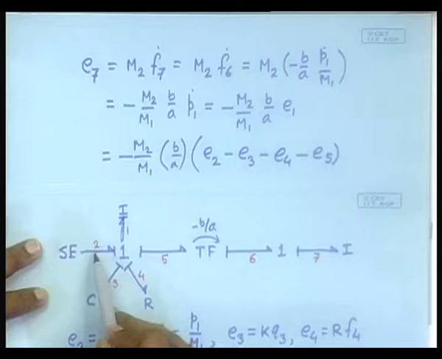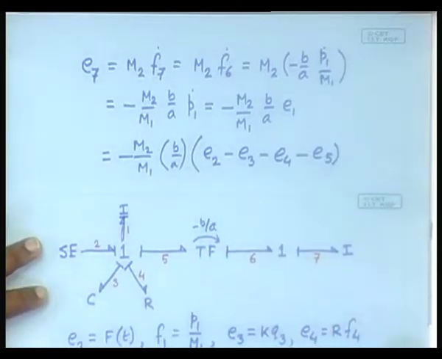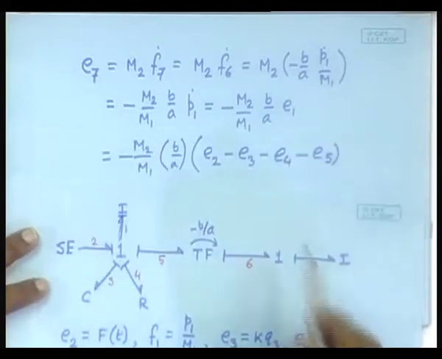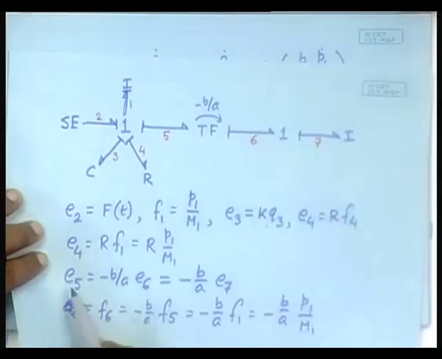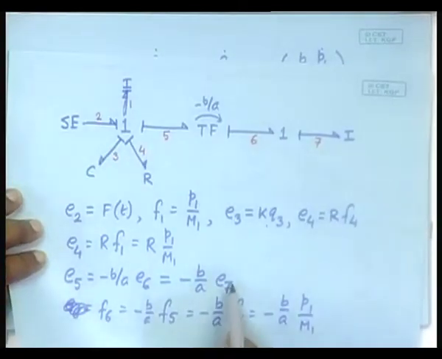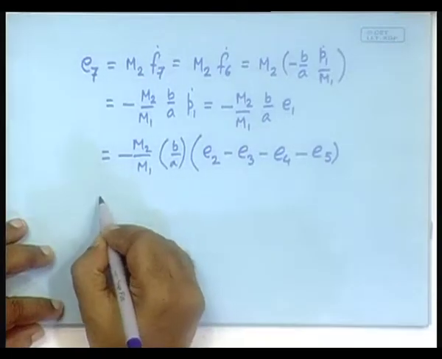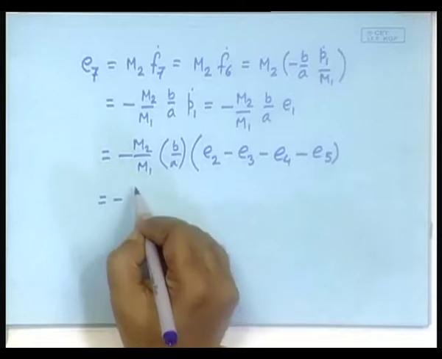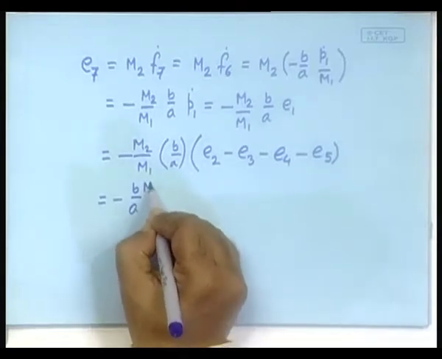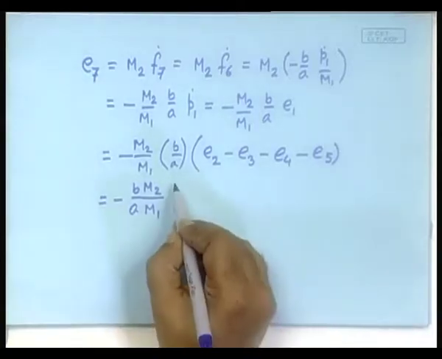What is E2? E2 is F, applied force. E3 is known, E4 is known, E5 is known. No, it is not completely known because E7 appears in the right hand side. So, let us just substitute and see what ultimately is obtained. It is equal to minus, let us put it up front, B by A M2 by M1. Now, all these we will substitute.